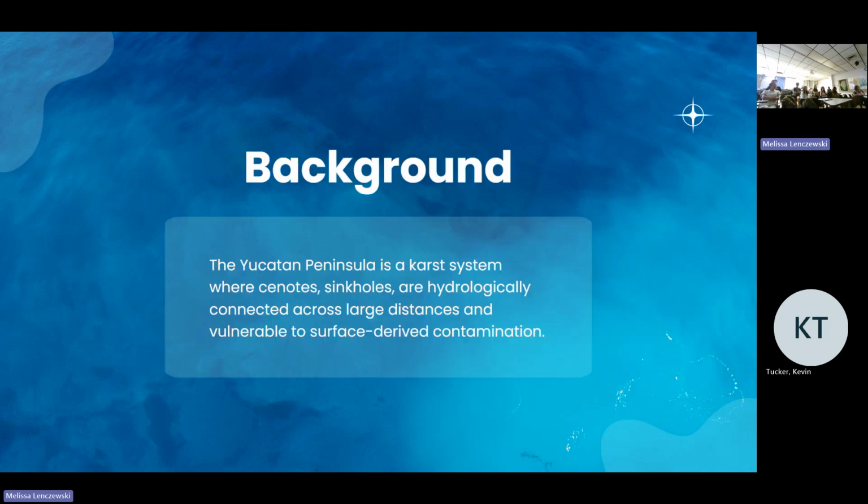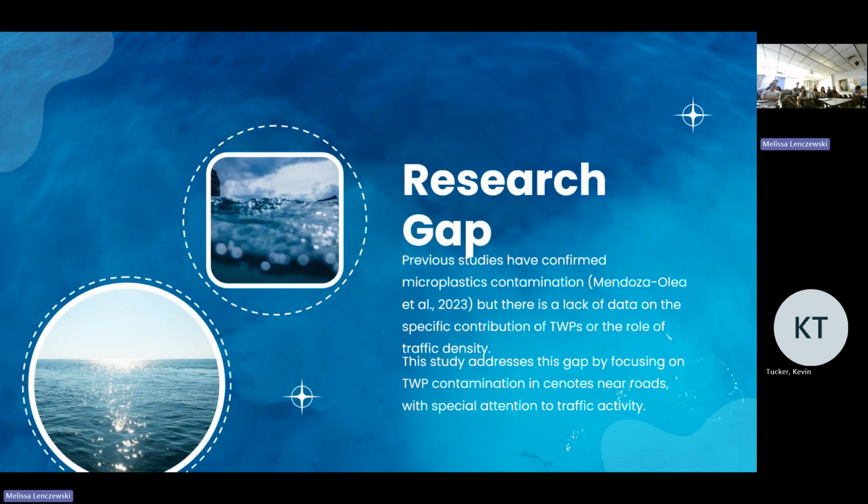like our cenotes. We've also already discussed the hydrogeology of the Yucatan Peninsula. It is a karst system. The cenotes are sinkholes that are connected over large distances and are vulnerable to surface-derived contamination, which is what we're going to be examining.